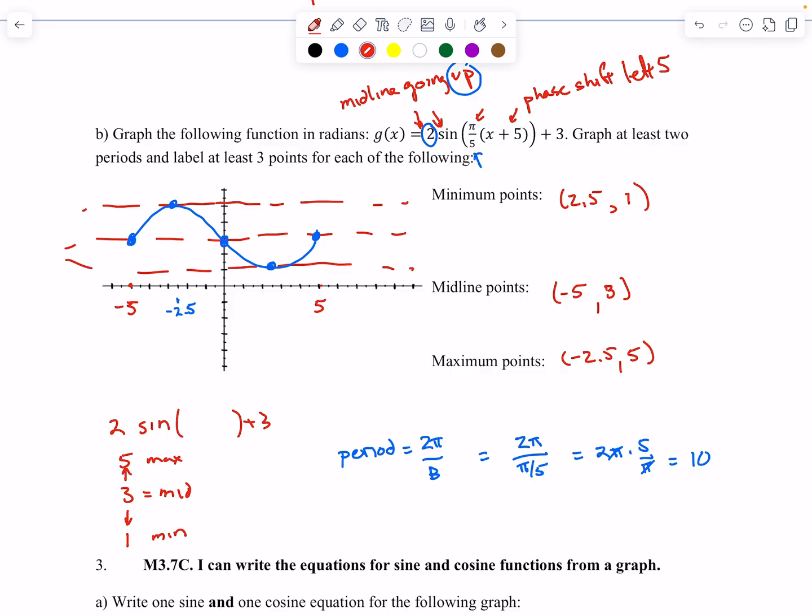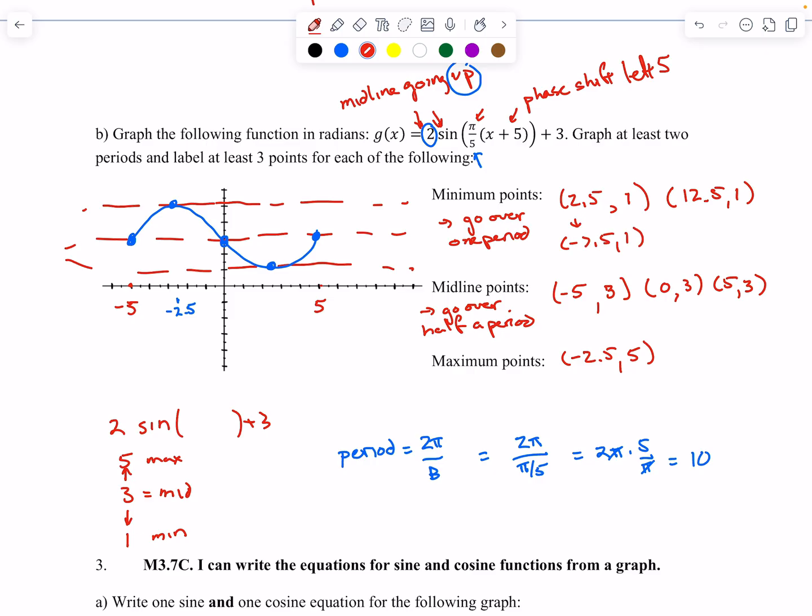Okay, how do you get other points? Well, notice this one is half a period. Midline points, they go half a period over. So 0, 3, and then 5, 3, and so forth. Minimum and maximum points, you go over an entire period. And the period is 10. So this should be 12.5, 1. Or if you want to subtract, -7.5, 1. Or you can do 22.5, 1, whatever.